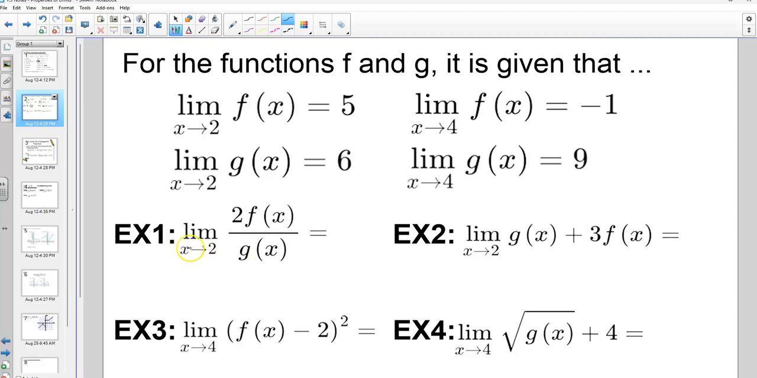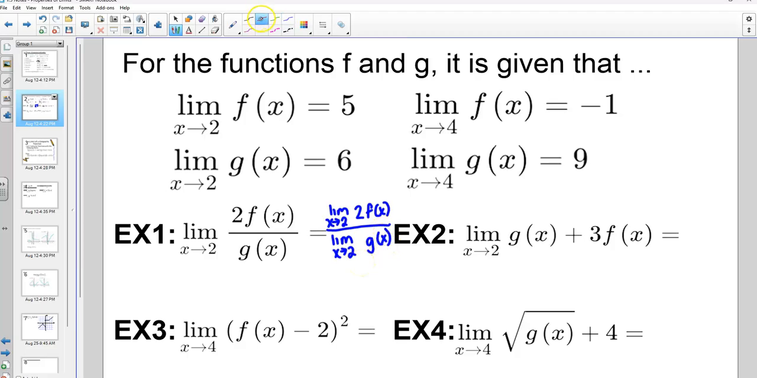So if I have something like the limit as x approaches 2 of 2 f of x over g of x, then I can break this down. The quotient rule tells me that if I have two things I'm dividing, I can take the limit of the top and the bottom separately. So what this would look like, and I'm going overkill, I would not normally show this amount of work, it would look like this. I'd have the limit as x approaches 2 of 2 f of x divided by the limit as x approaches 2 of g of x.